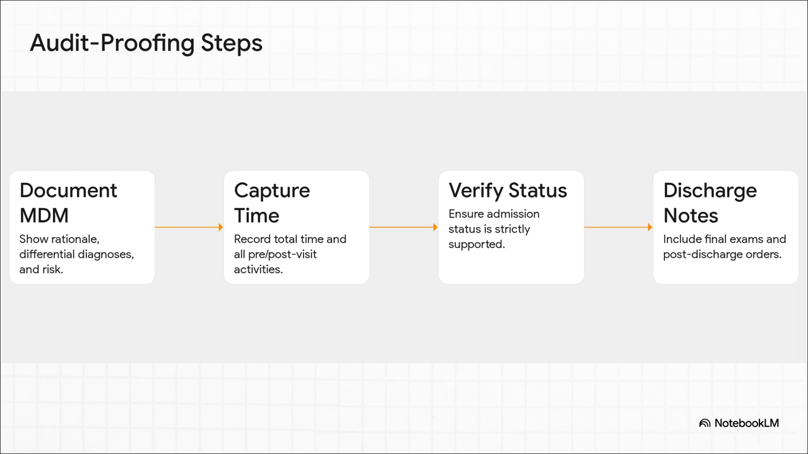Step 2, if you're coding by time, explicitly state your total time and make sure those pre- and post-visit activities are recorded. Step 3, watch out for NPP signature compliance in SNF settings. Missing physician co-signatures where mandated are a massive red flag. And Step 4, for discharges, auditors are actively looking for the mandatory elements: a final exam, a discharge summary, medication reconciliation, and post-discharge orders. And please, don't trigger an automatic audit by billing initial care codes for a patient who was readmitted within 30 days if you never formally discharged them in the first place.